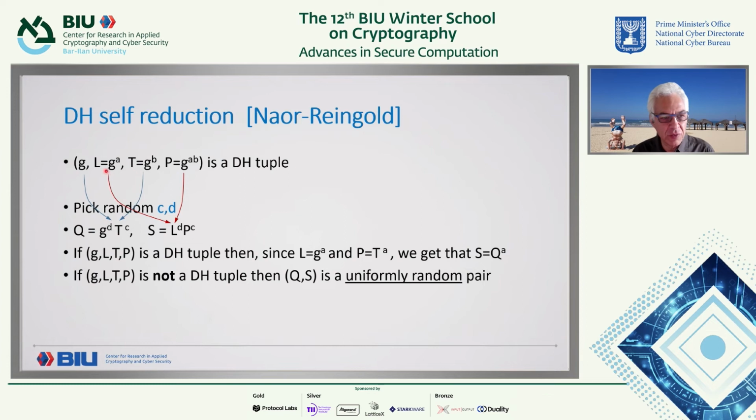Now, what you see, the red items are the blue ones raised to the power of A. So if this is a Diffie-Hellman tuple, then S is Q to the power of A. If this is not a Diffie-Hellman tuple, then you can show that these two values are uniformly random, so S is completely independent of Q. There's no relation between them. So the important thing here is that if we start from a Diffie-Hellman tuple, we get that S is Q to the power of A, and whoever knows A, Apple, can compute S given Q. Otherwise, S is completely random. This is what they're going to use.